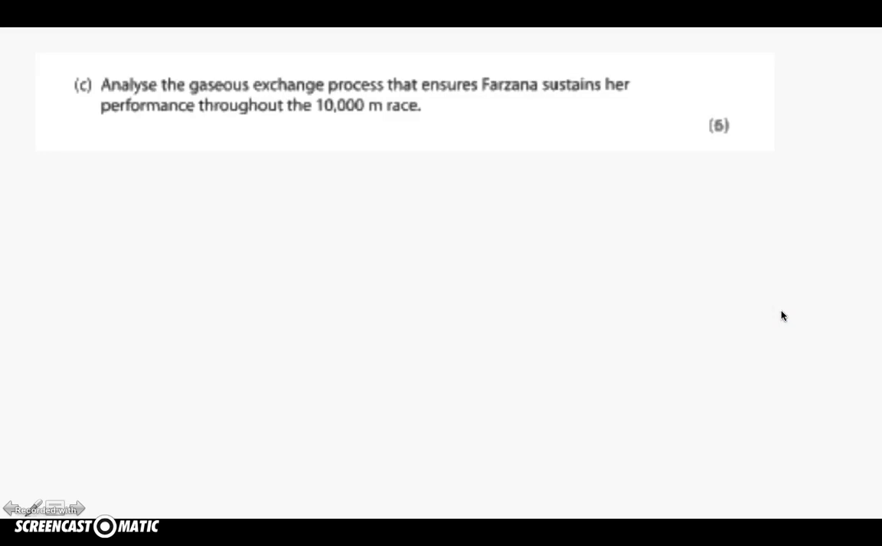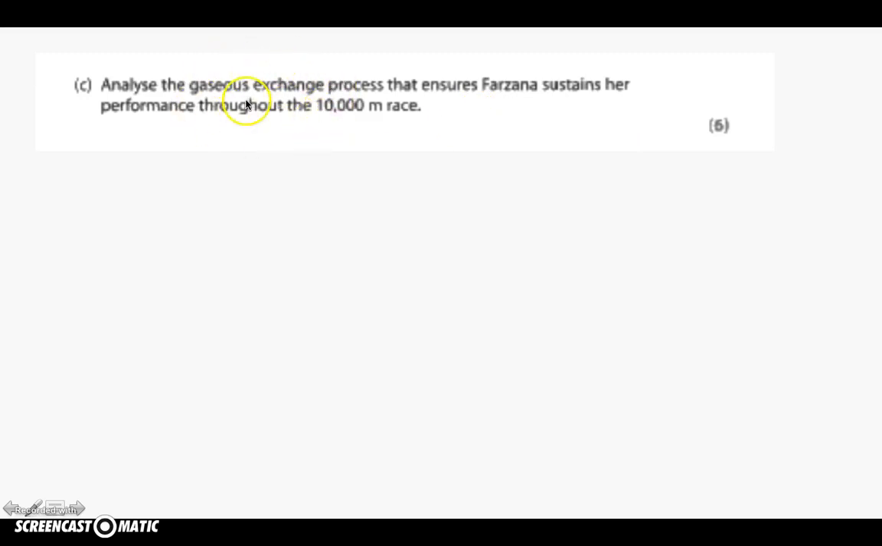Sorry it's a bit blurry. Analyse a gaseous exchange process that ensures Farzana sustains her performance throughout the 10,000 metre race. Now, one thing I'm going to say to you, they have not said whether you need to talk about oxygen or carbon dioxide. Therefore, you have to talk about both. So go through the gaseous exchange.